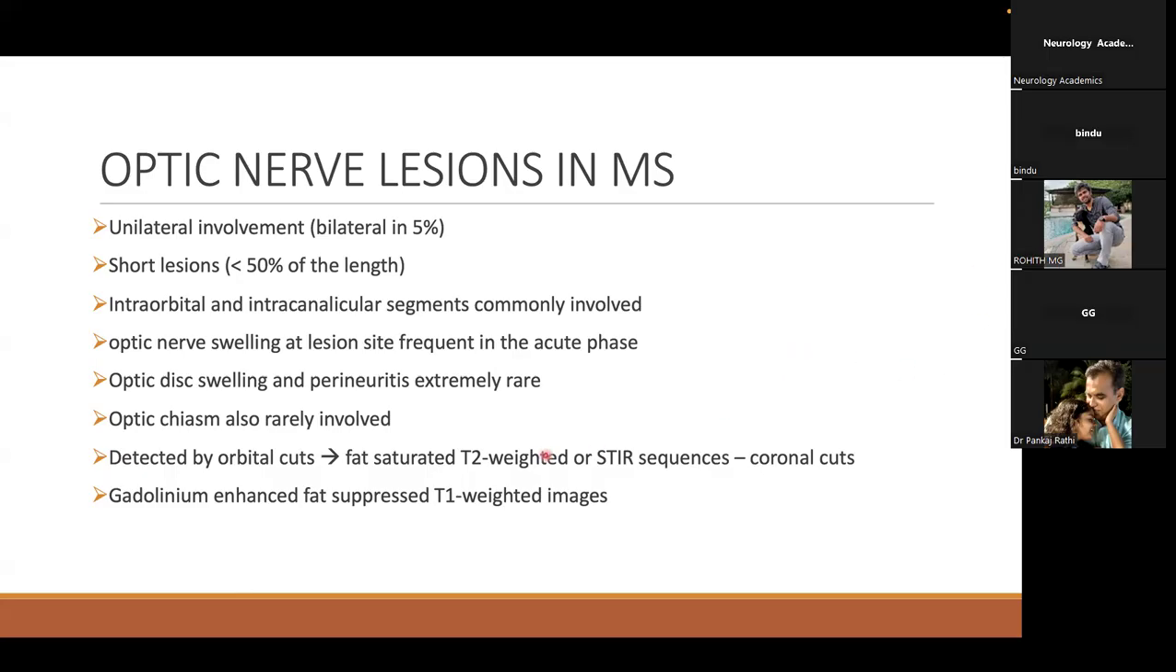For optic nerve involvement, we can take the orbital cuts, that is fat suppressed T2 weighted sequences and post-gadolinium contrast T1 to look for enhancement of the optic nerve.